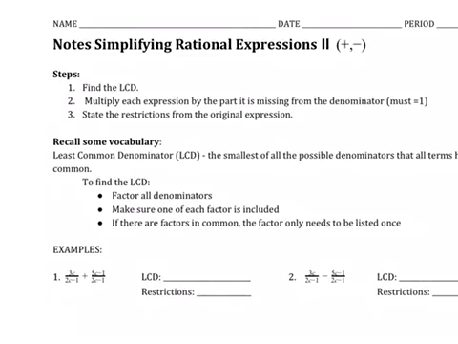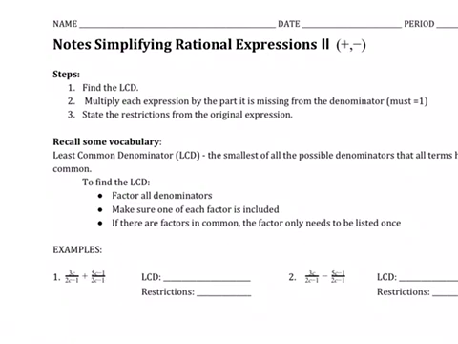Hi guys, today we're going to talk about simplifying rational expressions. So the first step is to find the least common denominator. After you do that, you're going to multiply each expression by the part it is missing from the denominator, and then state the restrictions from the original expression.